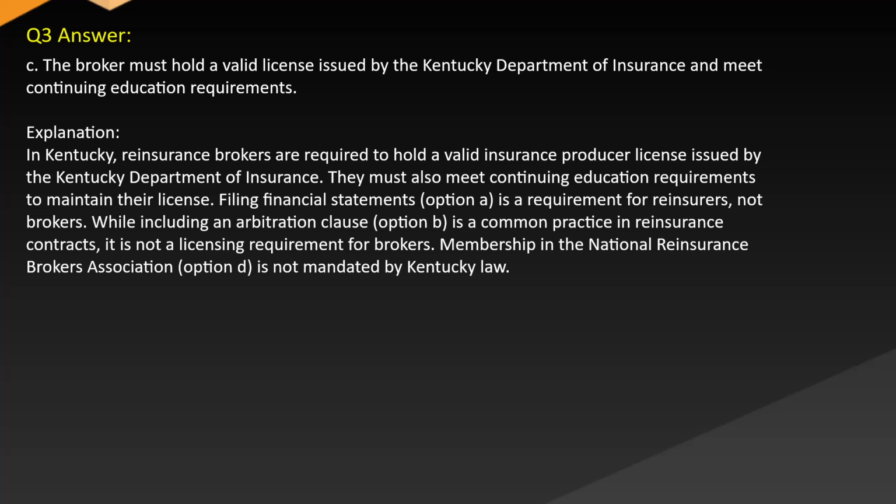Filing financial statements, option A, is a requirement for reinsurers, not brokers. Including an arbitration clause, option B, is a common practice in reinsurance contracts. It is not a licensing requirement for brokers. Membership in the National Reinsurance Brokers Association, option D, is not mandated by Kentucky law.